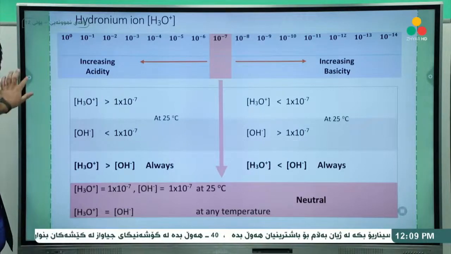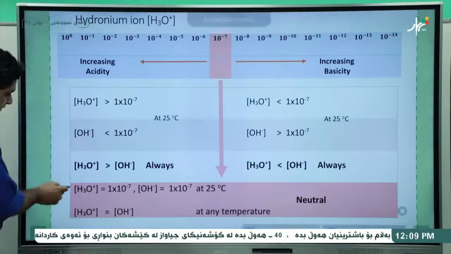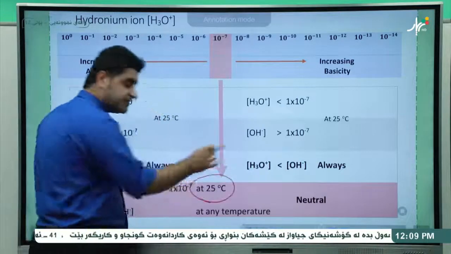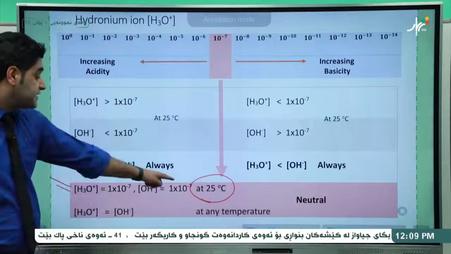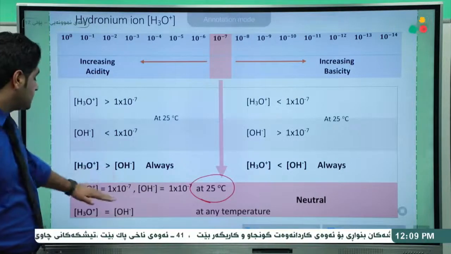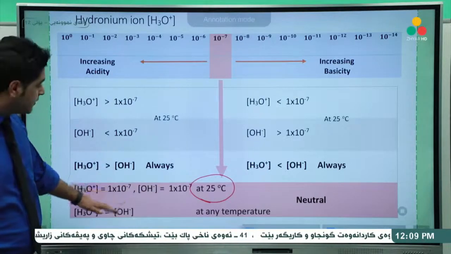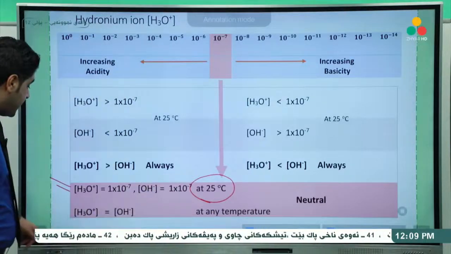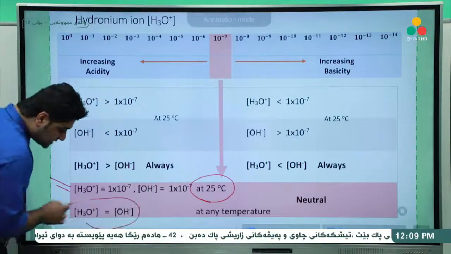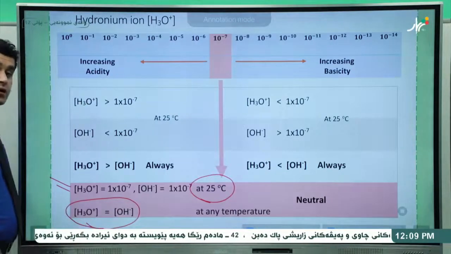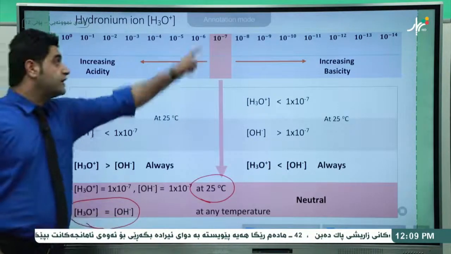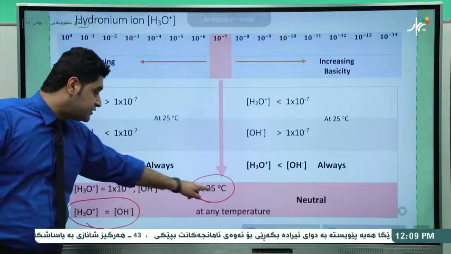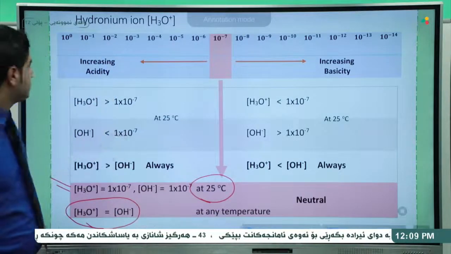So there are two things. This information relates to 25 degrees Celsius: at 25 Celsius degree, H3O is equal to 1 times 10 to the negative 7, OH is equal to 1 times 10 to the negative 7. But this information is always true: H3O is always equal to OH for neutral. This is always true, but the other is true at 25 Celsius degree.